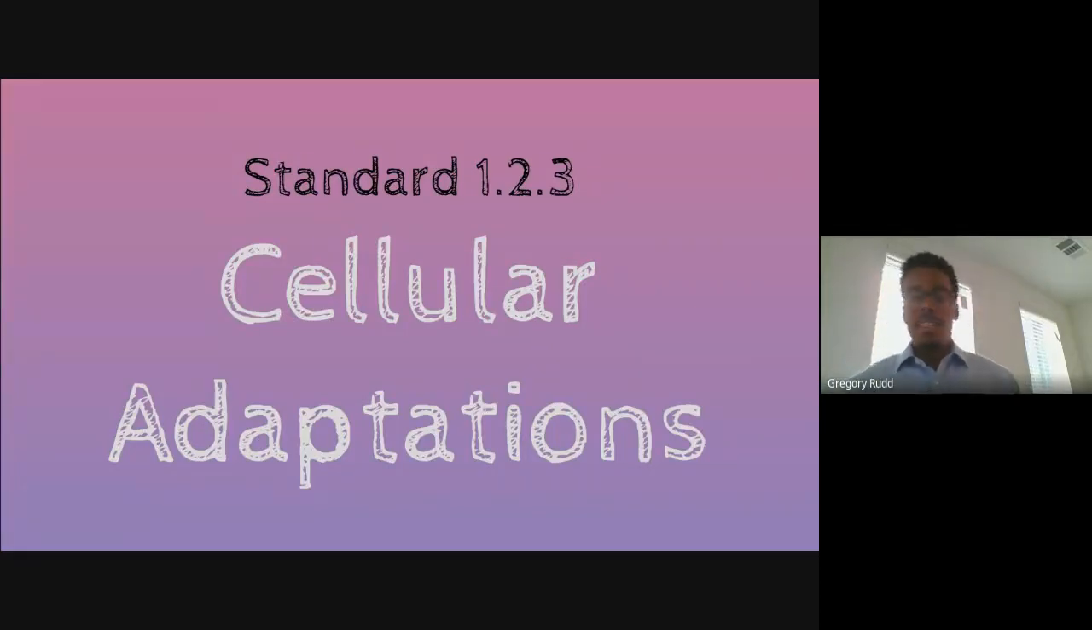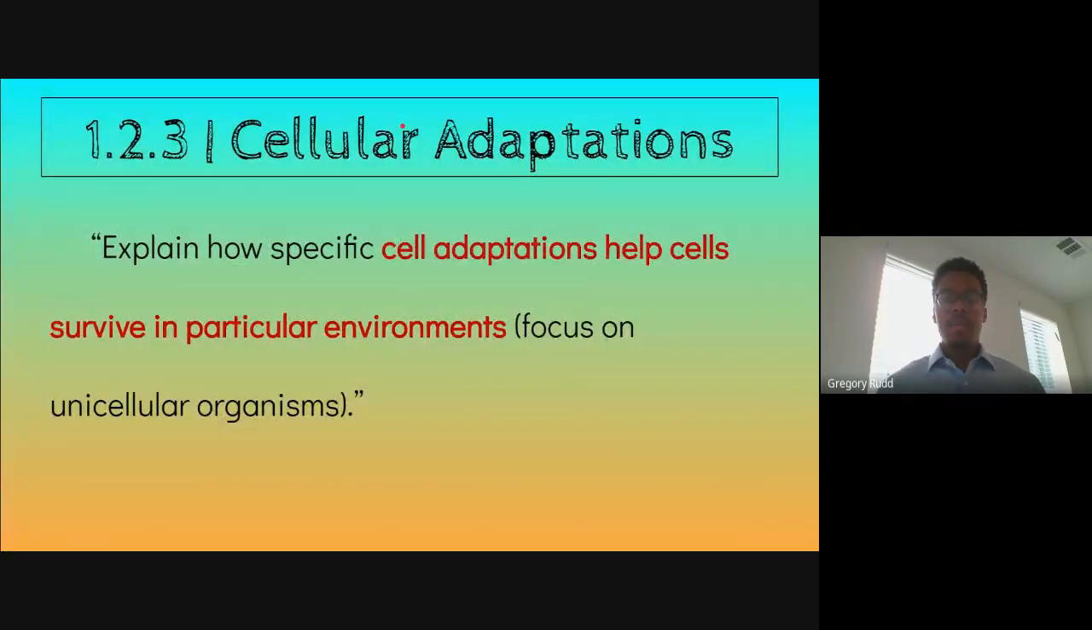And the last standard, 1.2.3. So we only had these 3 standards in this unit. The last standard focuses on cellular adaptations. And the specific language says students should be able to explain how specific cell adaptations help cells survive in particular environments. And we wanted to focus on unicellular organisms.